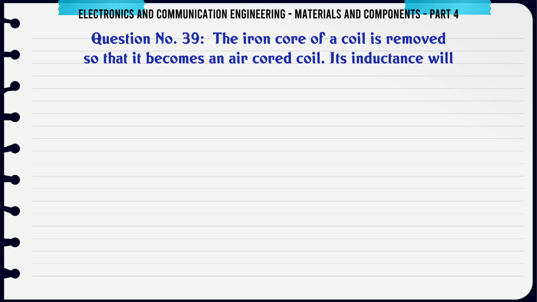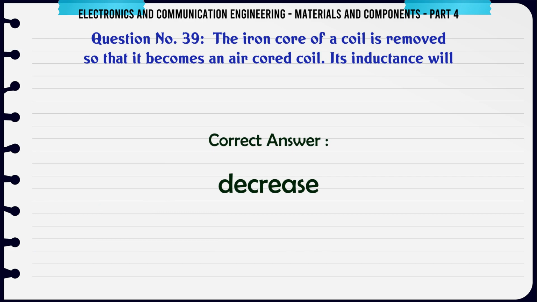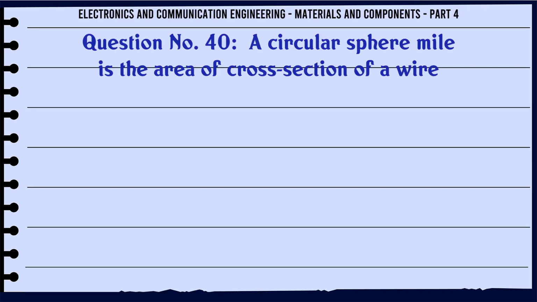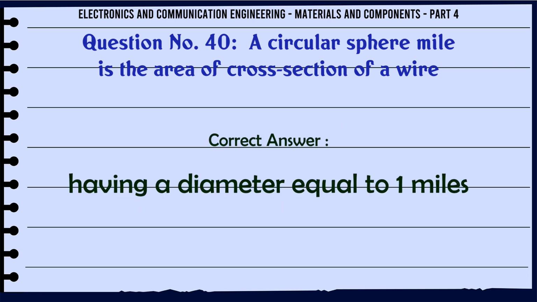The iron core of a coil is removed so that it becomes an air-cored coil. Its inductance will A. increase, B. decrease, C. remain the same, D. may increase or decrease. The correct answer is decrease. A circular mil is the area of cross-section of a wire A. having a diameter equal to 1 mil, B. having a radius equal to 1 mil, C. having a circumference equal to 1 mil, D. none of the above. The correct answer is having a diameter equal to 1 mil.